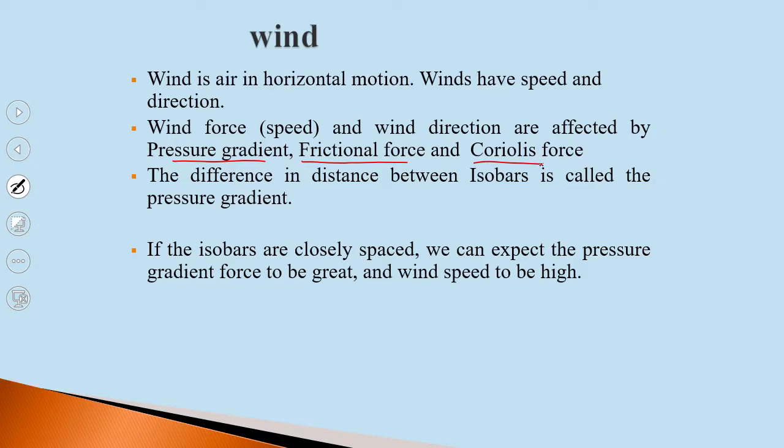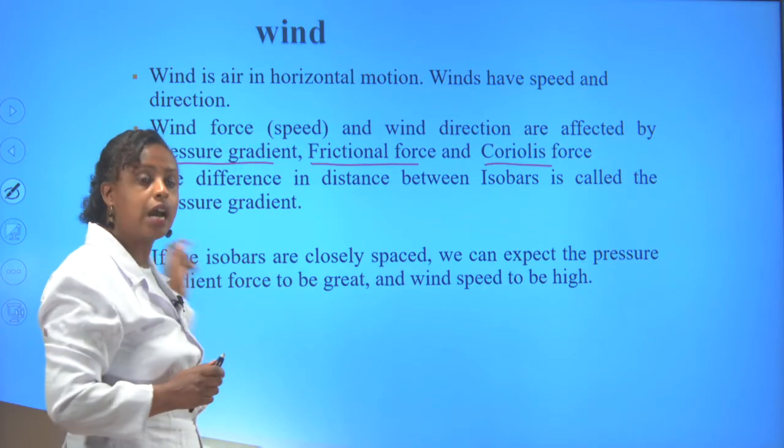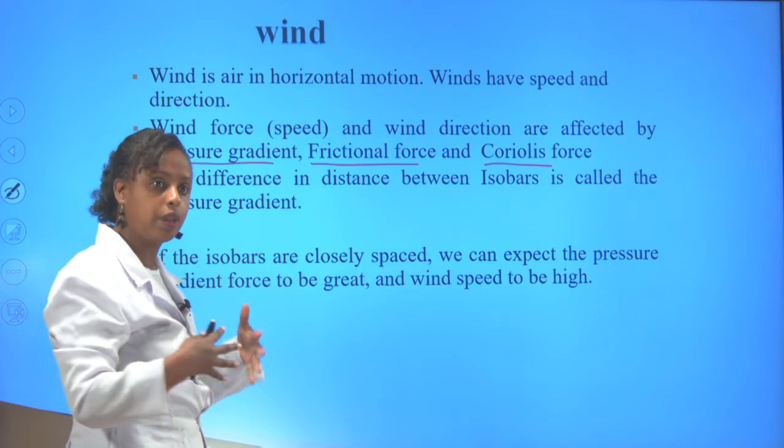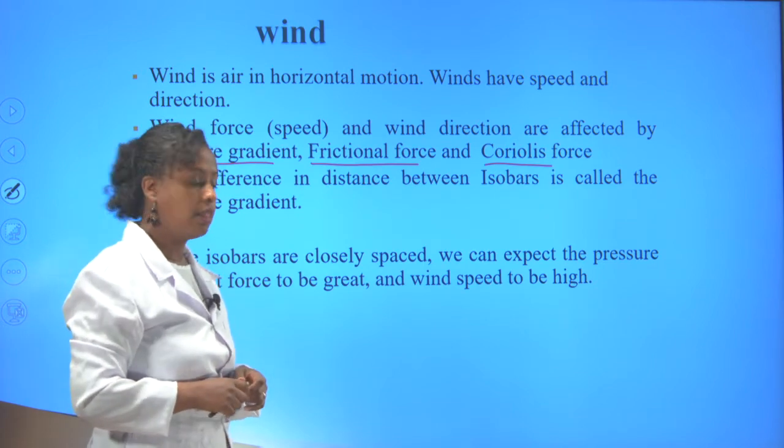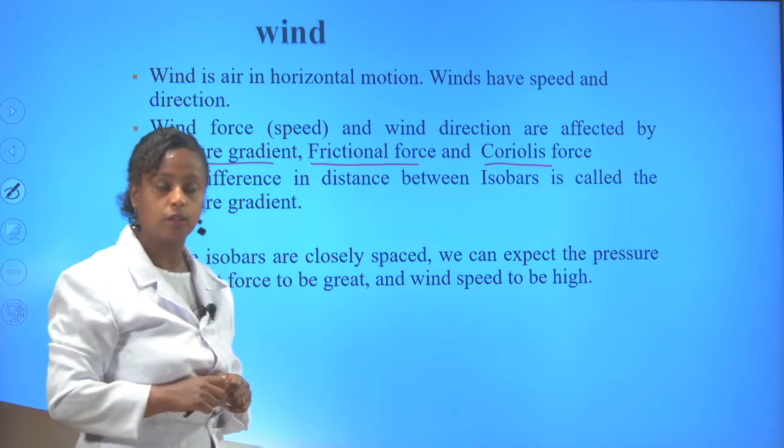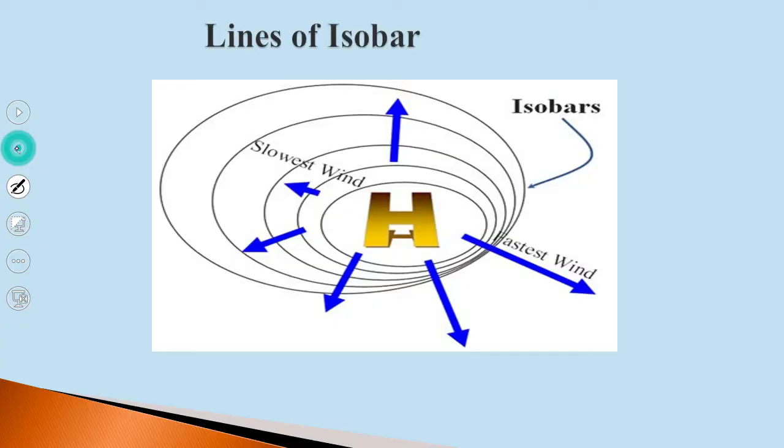The difference in distance between isobar lines is the pressure gradient. As you have seen in the above lesson, isobar lines are lines on the map which connect all places having the same pressure. So, if the isobar lines are closely spaced, we can conclude that there is a high pressure gradient, or the wind speed is high.